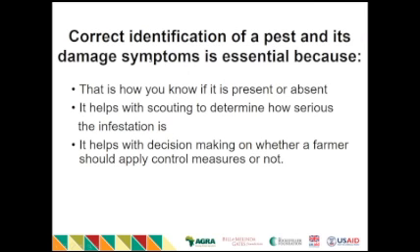So you as a trainer of farmers must be able to convey to farmers the importance of what I'm going to tell you. It is important that farmers are able to correctly identify pests and symptoms, because that is how they will know if the pest is present in the fields. It helps with scouting to determine how serious the infestation is, and then of course this information is used in decision making. Ultimately, the farmer must decide, does he want to spray or does she not want to apply a pesticide? And that's why today's lecture on biology and identification is important.